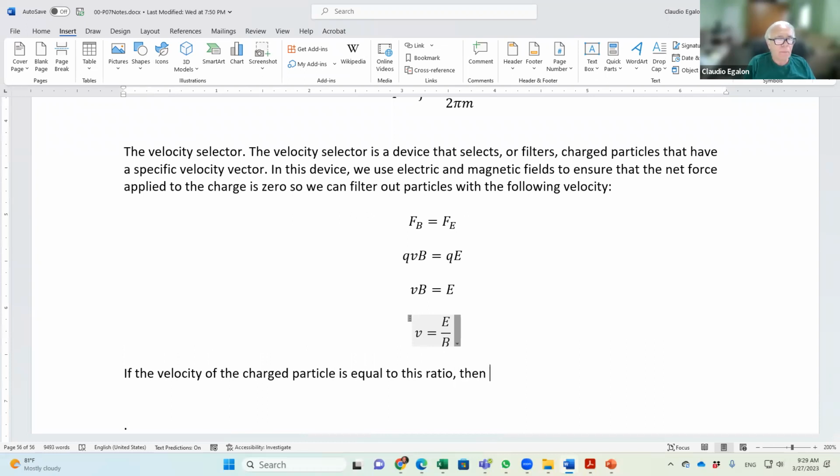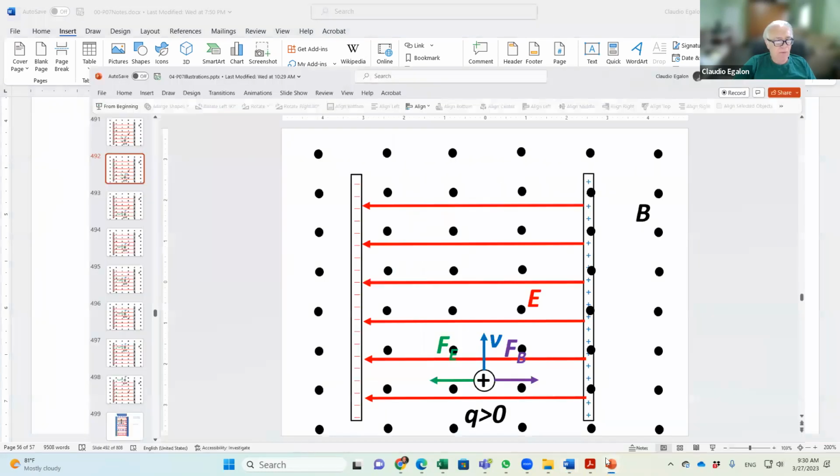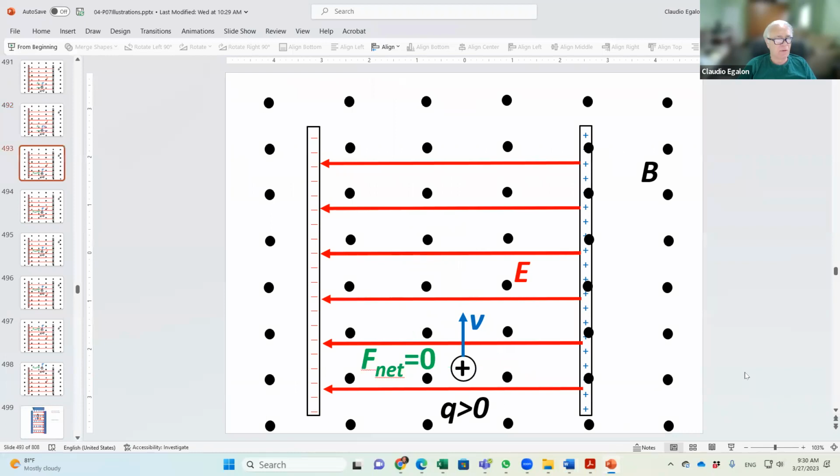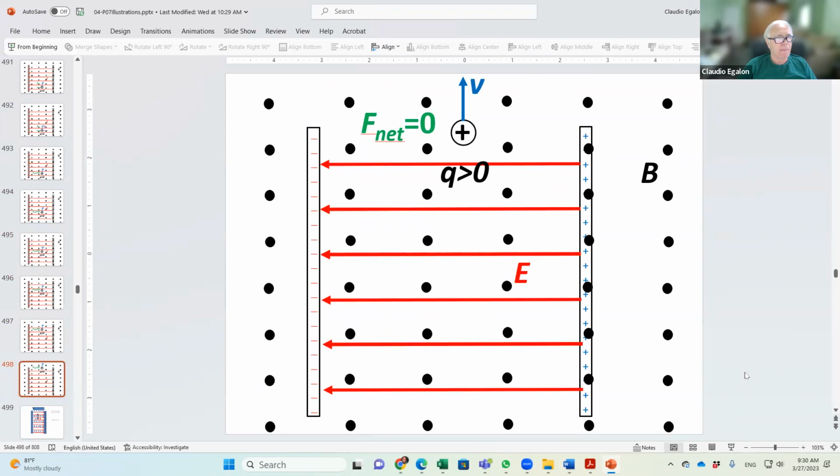then the particle will move in a straight line through the volume of the velocity selector. So that's what happens if you have this condition satisfied. The particle moves just like that. Otherwise, no.